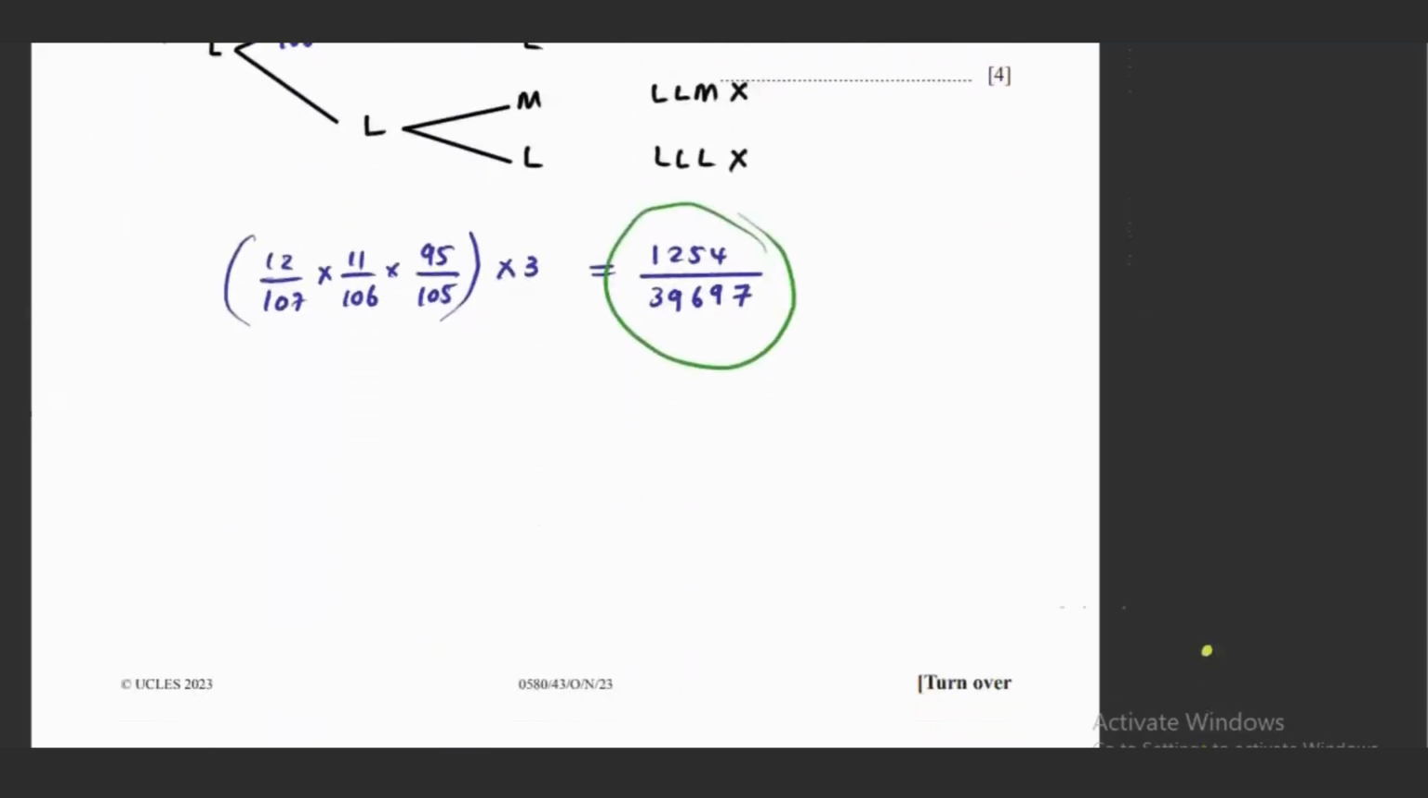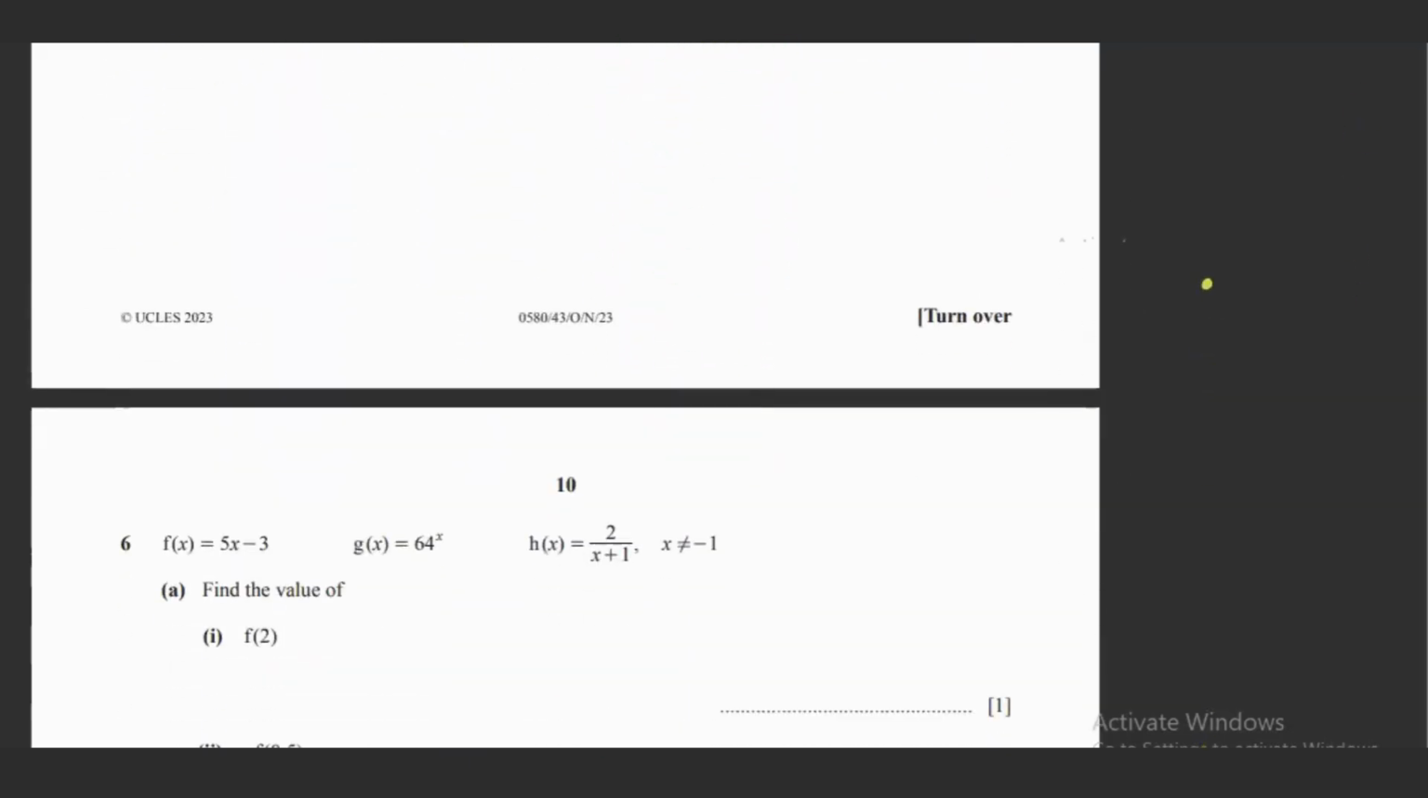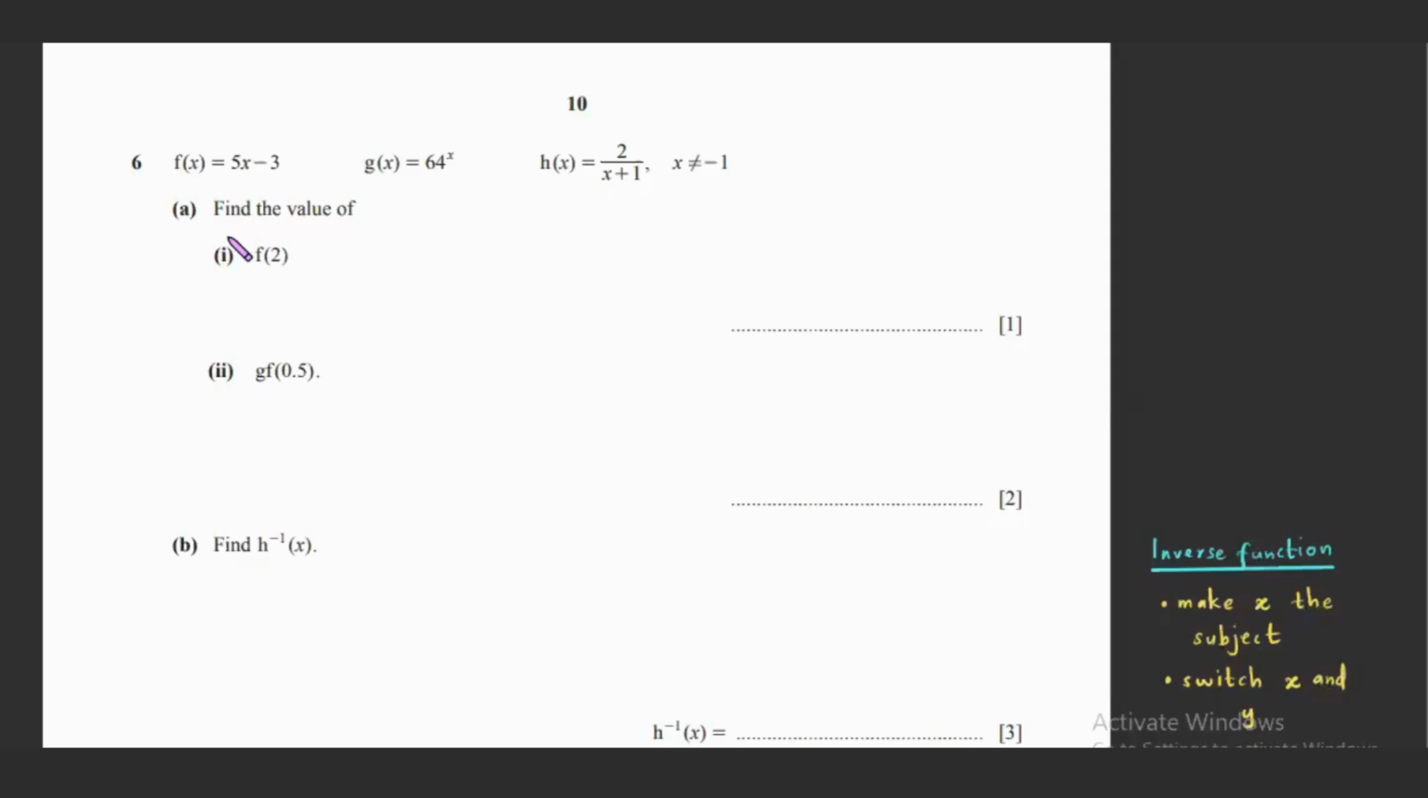Let's move on to the next question that we have, which is question 6. So in this question, we're given 3 functions and we need to find the value of f of 2. So that means we need to make use of the first function that is given here and we need to substitute x with this 2. So it's going to be 5 times 2 minus 3. So this is equal to 7. That is the answer for the first part here. The next one is we need to find g of 0.5. That means first we need to find what f of 0.5 is.